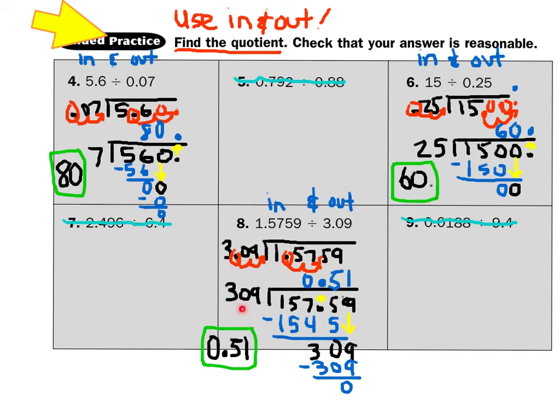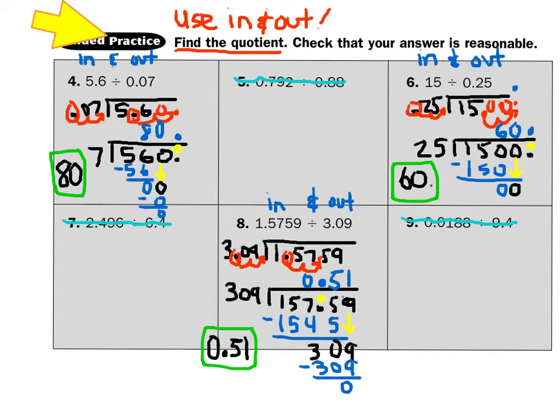Now, write it again so you can see it. So I put 309 on the outside, I draw the division house, and I put 157.59 on the inside. And notice I'm letting the decimal go straight up so I know where it belongs in my answer. Now 309 will not go into 157, so I put that 0. But then I'll ask myself, okay, 309 goes into 1,575 5 times. So I put that 5 right there.